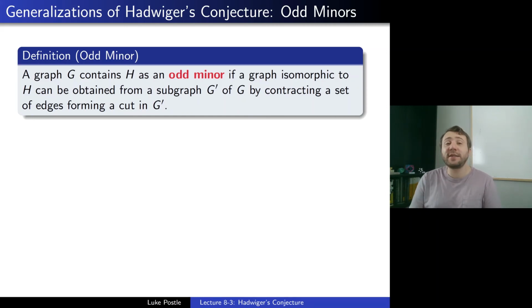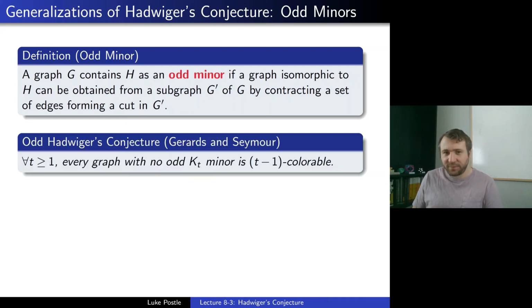So one generalization is something called an odd minor. We say a graph G contains H as an odd minor if you can get a subgraph isomorphic to H from some subgraph G prime of G by contracting a set of edges forming a cut. So the oddness is that you think of every part of the model as being a bipartite graph, but you make sure the edges across only go between monochromatic parts, from ones to ones everywhere. So I won't draw a picture of that, but it's a nice notion to find these more structural odd minors.